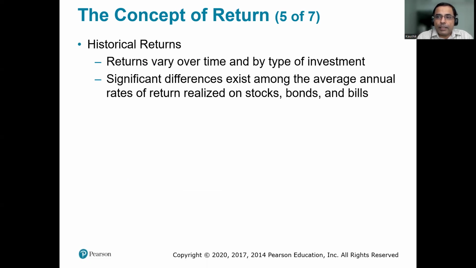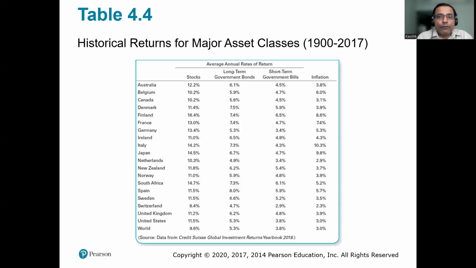Historical returns form the basis for thinking about future returns. So if we notice, the different types of asset classes have achieved different levels of return. In general, stocks have generated higher returns in most of the countries considered here. And this is in comparison to long-term bonds or short-term bonds.